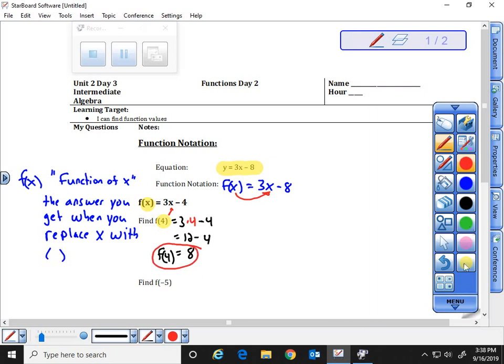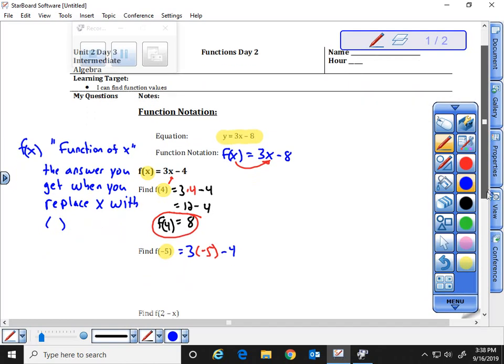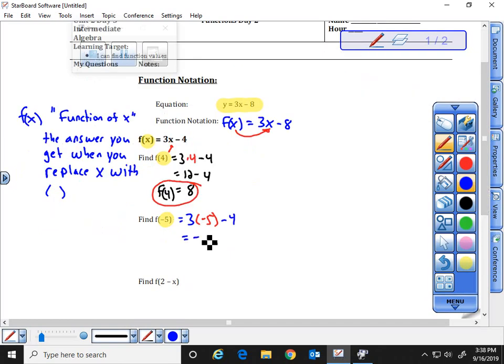Now let's look at what you get when you put negative 5 into that same equation. So it's going to be 3 times negative 5, putting negative 5 in parentheses of course, minus 4. Simplifying that, you get negative 15 minus 4, or negative 19. So the function of negative 5 gives me a result of negative 19. And that works really well when it's numbers.